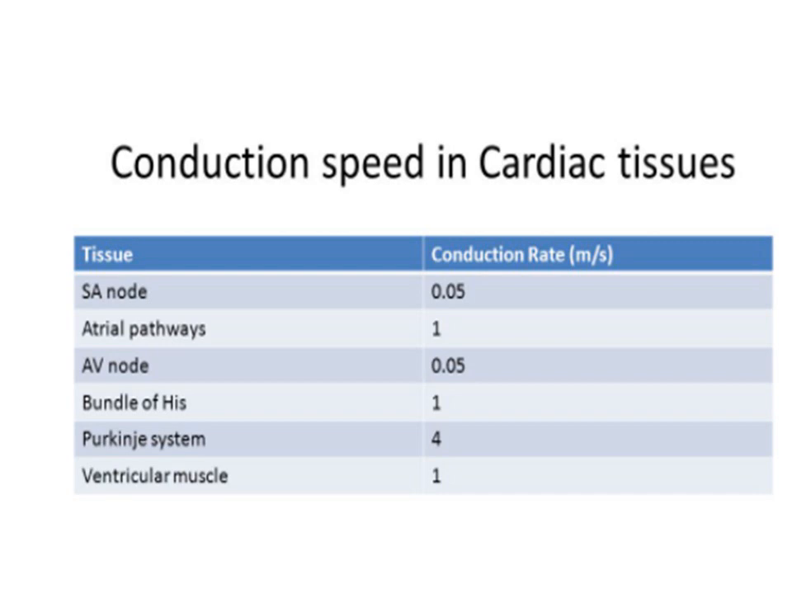Which one has the highest speed? It is the Purkinje system. The Purkinje system has the fastest conduction speed in cardiac tissue. Why? Because it transmits the impulses to all parts of the ventricles simultaneously, so there is contraction of all ventricular parts at the same time. This simultaneous contraction will allow pumping of blood.